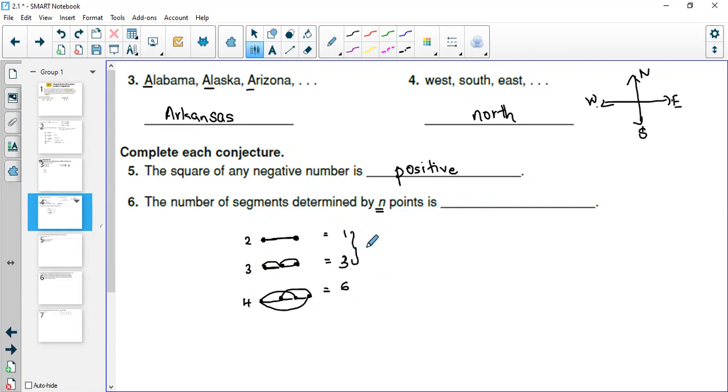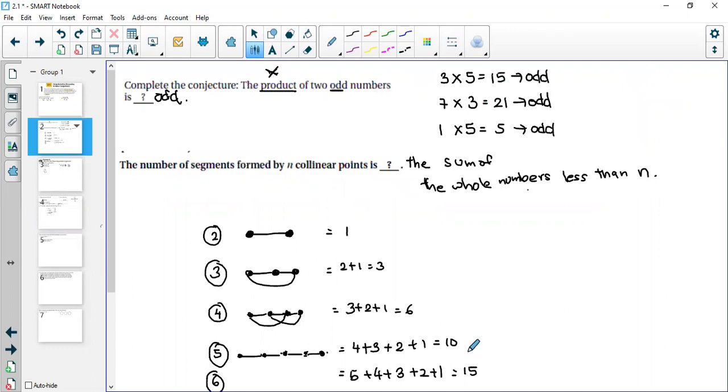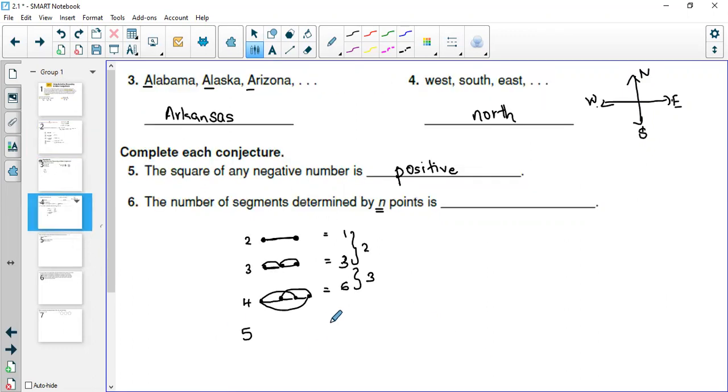So here there's a difference of 2, here there's a difference of 3, right? Then let's find out for 5. Now I'm using the same previous example which I used. So for 5 it's 10, and for 6 it's 15. So let's find out what's the relationship between these two. Can you see that there is a difference of 1 each?